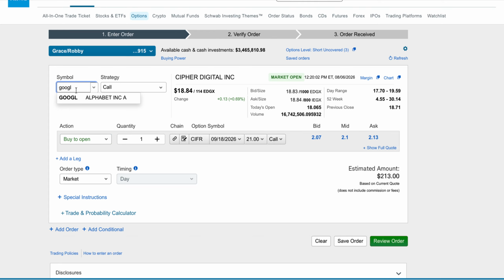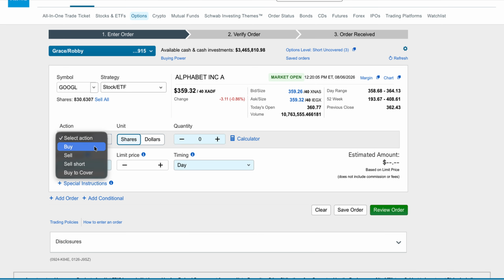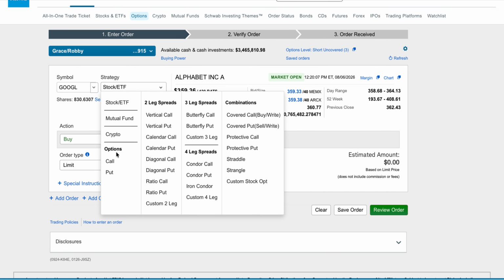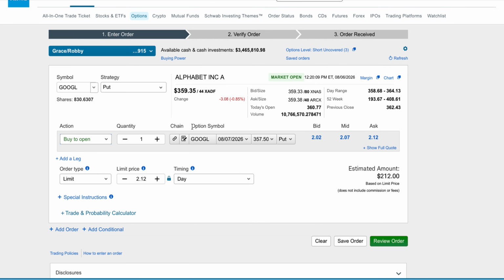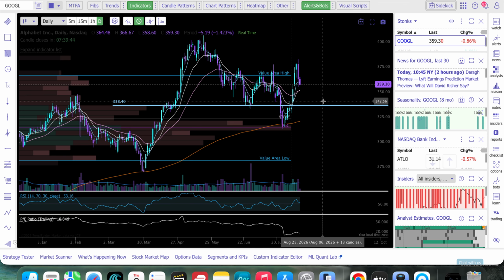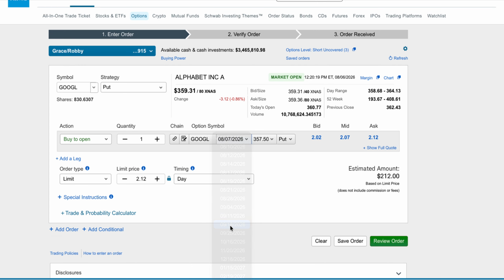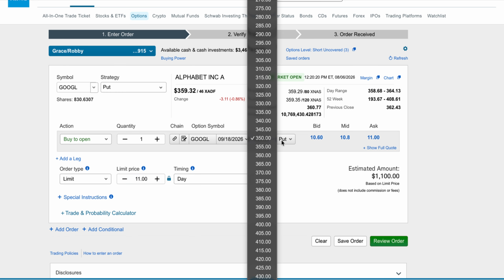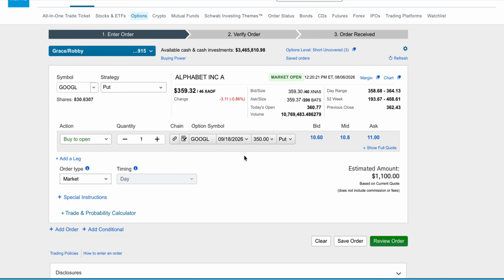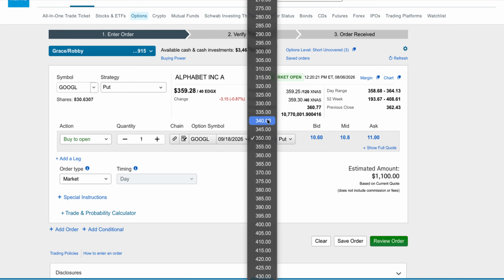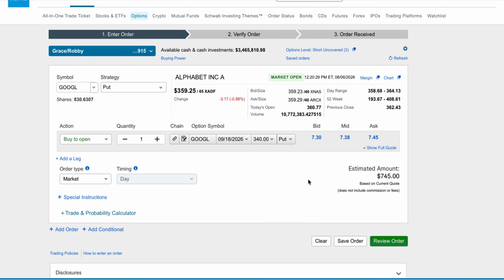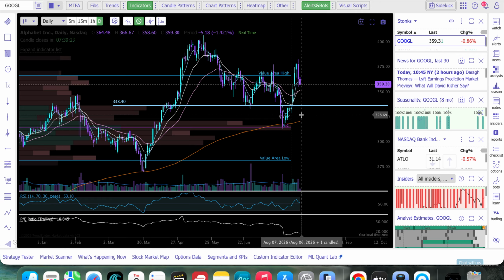So let's come over to Google. You want to buy, oh, whoops, change that to put. You want to buy to open a put. And again, this is on the daily chart. So I'm going to be looking for a month out again. I'm going to do a month and a half. So 918 again. Yeah, the 350 put looks good. That is $1,100. I might want something a little cheaper. So let's look at the 345 or the 340. That would put it $2 in the money. So it's going to be $700, $2 in the money at my target.